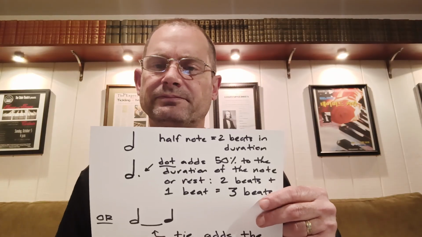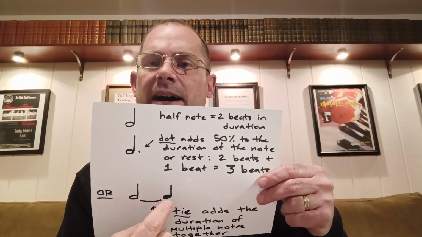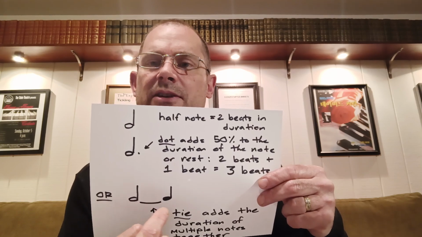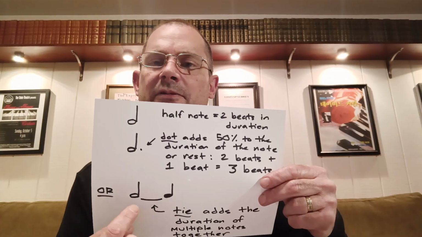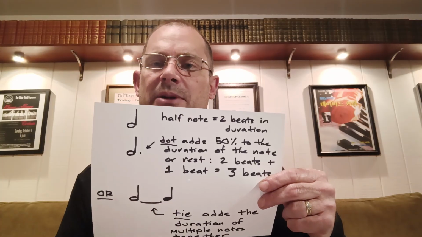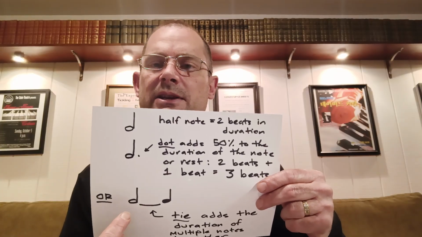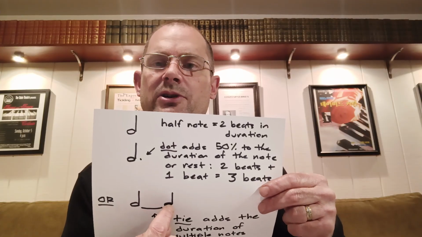Another thing we can do is we can use the tie. A tie is just a curved line that connects the note heads together, and we can add any 2 time values together in combination to come up with some irregular length. Now in this case, all I've done is I've tied a half note to a quarter note.